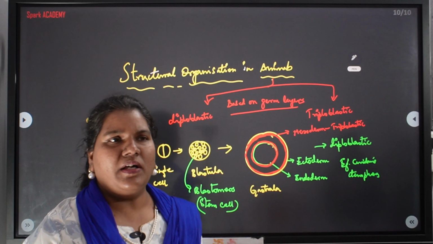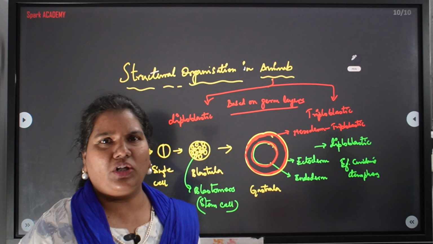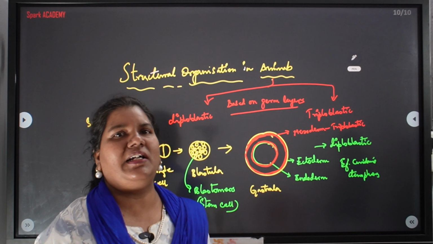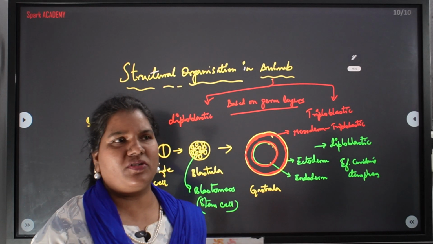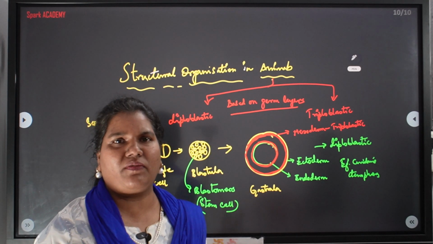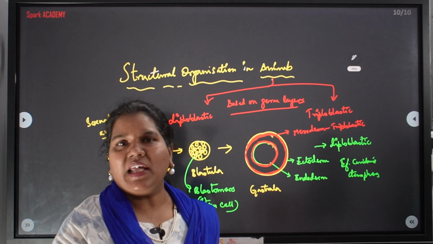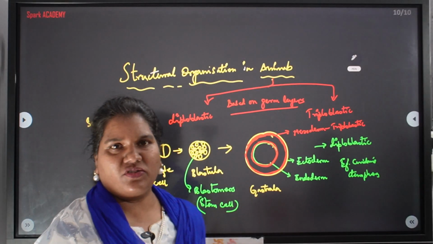Porifera do not come under diploblastic. Although some scientists consider poriferans diploblastic, since these animals do not show any germ layers, only cells in their body, they don't come under either of these two categories.